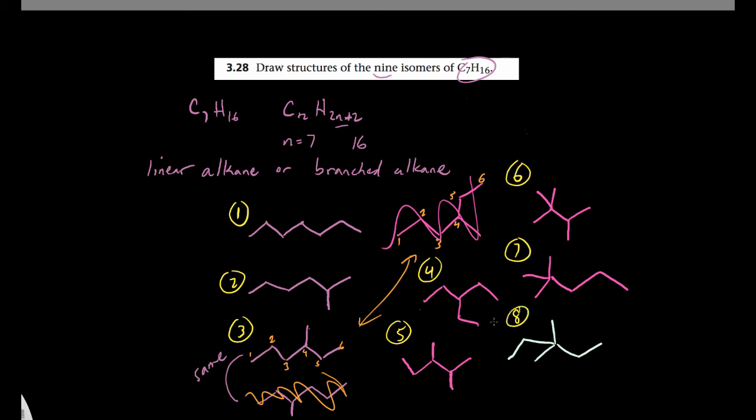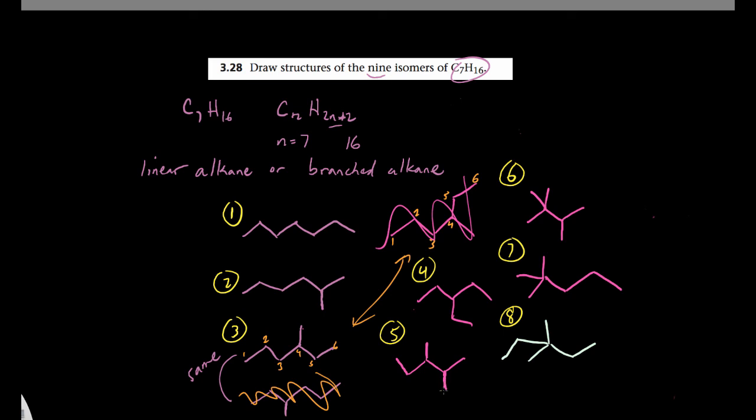Now we need to find our 9th one. So what happens if we move, let's see, what if we move this methyl over here? So we would have this, but then we would put a methyl there. So 1, 2, 3, 4, 5, 6, 7. I don't think we have this anywhere. So that must be our ninth isomer of heptane.